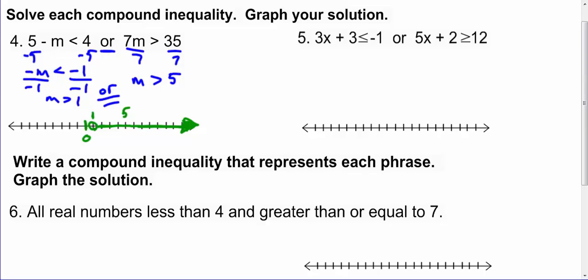Alright, I don't really like that we started with that one. I would have preferred to start with this, but it was the order it was in, so I'm going to roll with it.